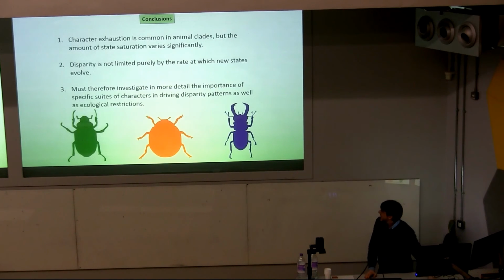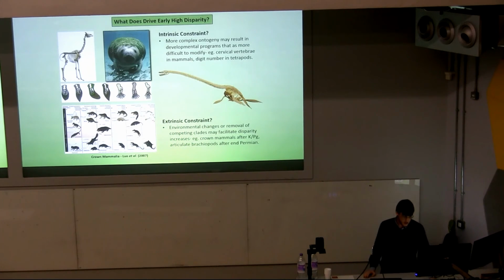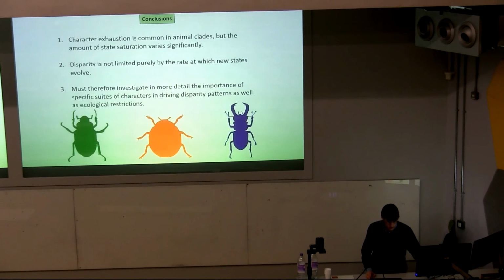And then extrinsic constraints, the idea that the number of ecological niches may be limited. If that's the case, then you might expect ecological release and concurrent increases in disparity after mass extinction or extinction events. I think there's some evidence of you certainly seeing that in crown mammals post Cretaceous-Tertiary in terms of their dentary morphology.